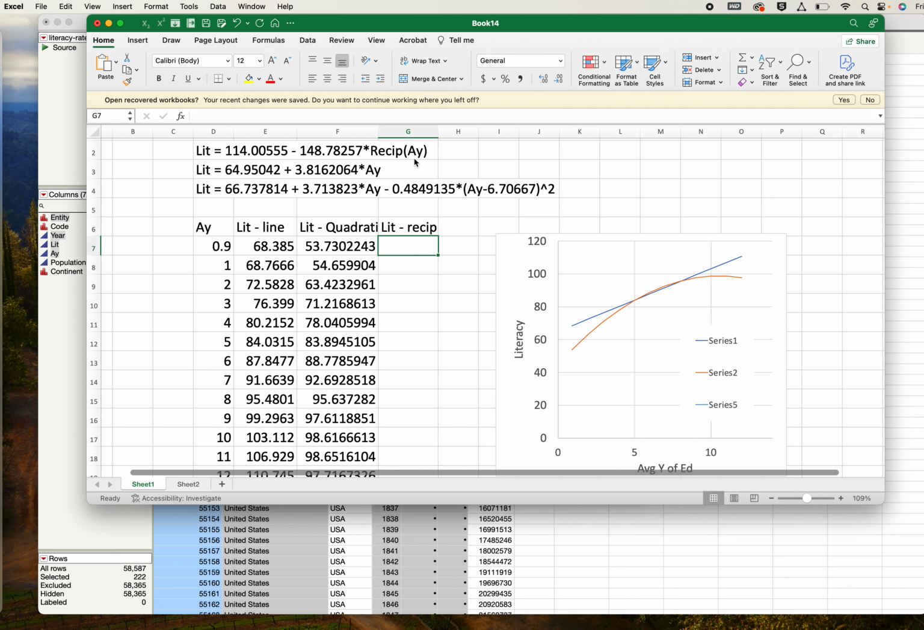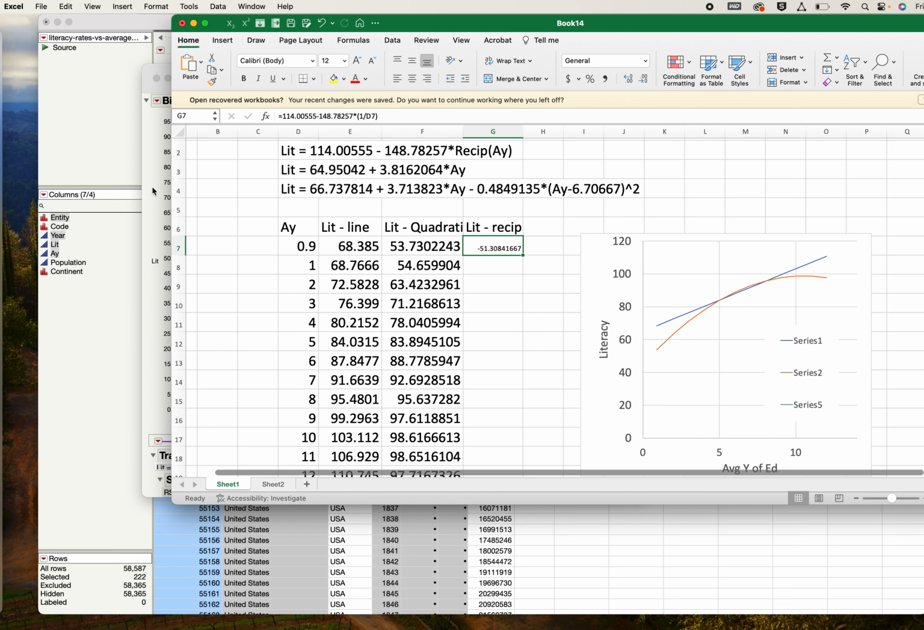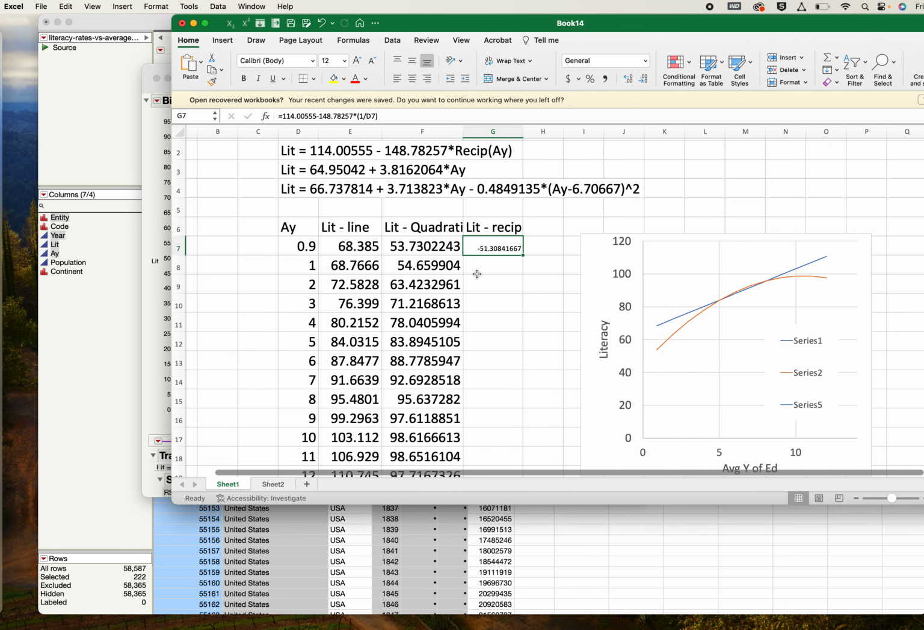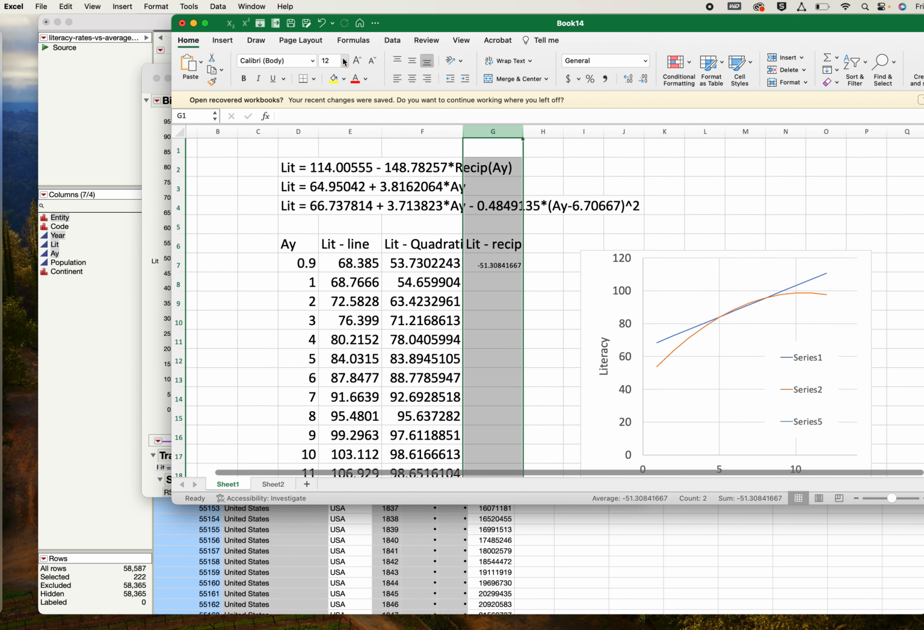What that means, if we want to enter this equation, it is equals 114.00555 minus 148.78257 times the reciprocal, 1 over x. So that's what our equation is. And as you could see from our chart here, as this line goes plunging downwards, its y-intercept will be at some negative value. So we should not be surprised if we have a negative value here.